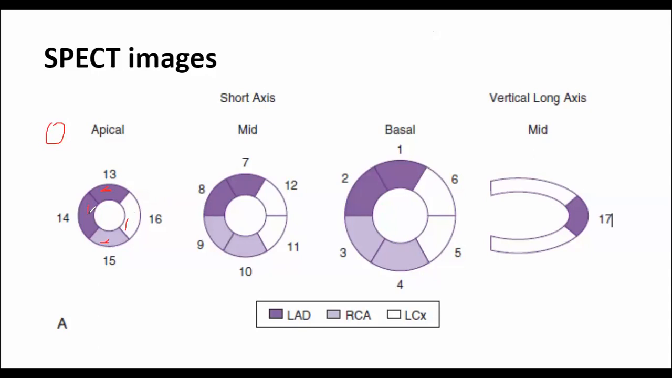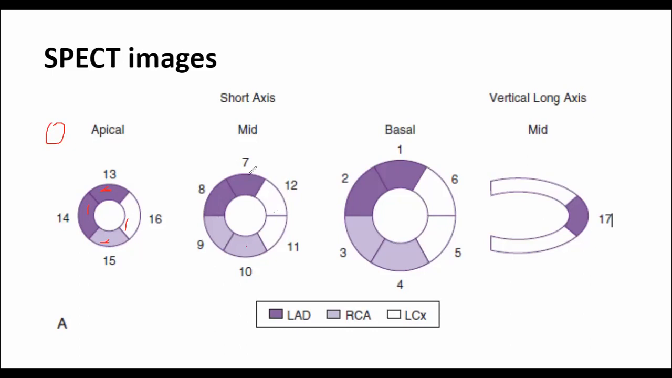It's quite easier. Anterior on top, inferior at the bottom, lateral on one side, and the septum on the medial side. So just remember this. From the apex, as you come to the mid cavity level, now again the same: anterior, inferior, septum, lateral.